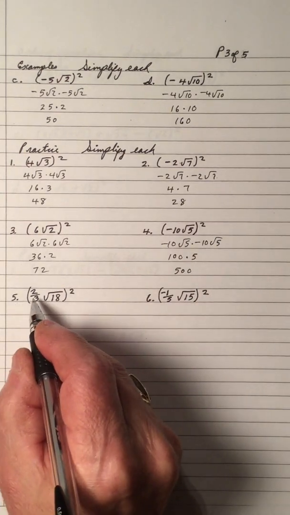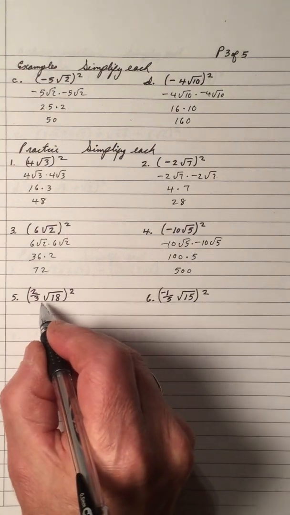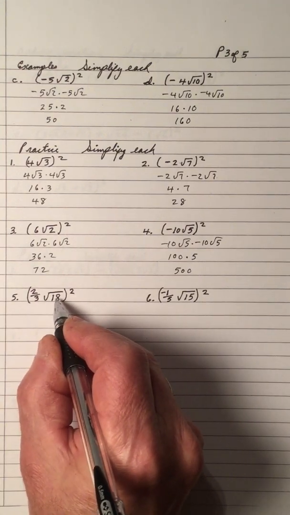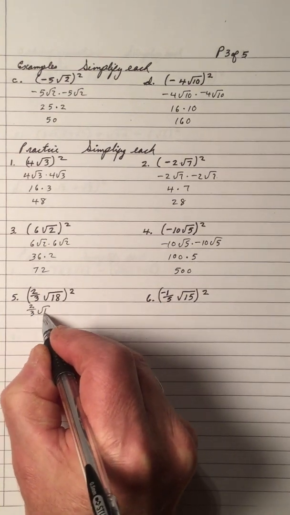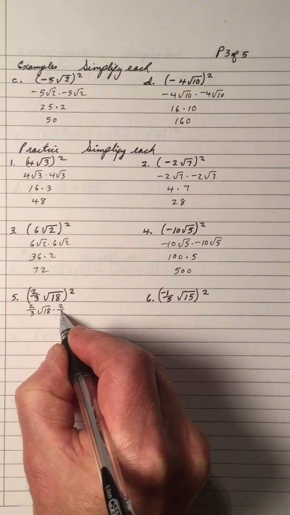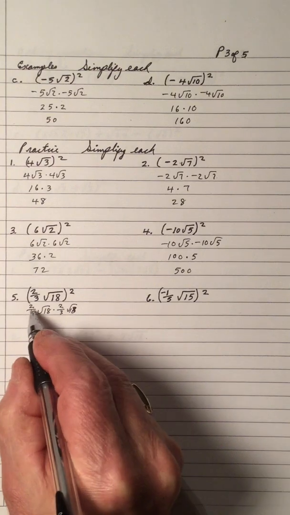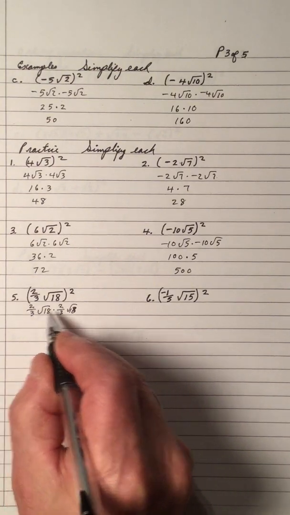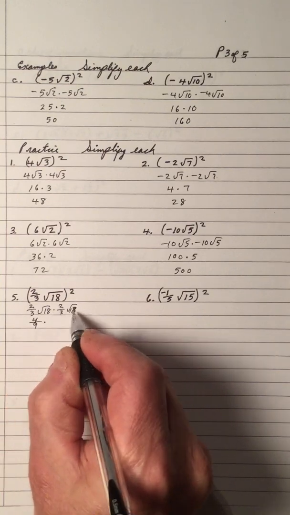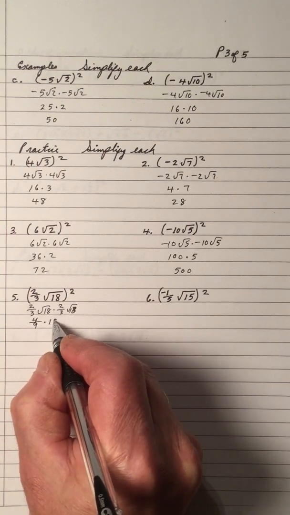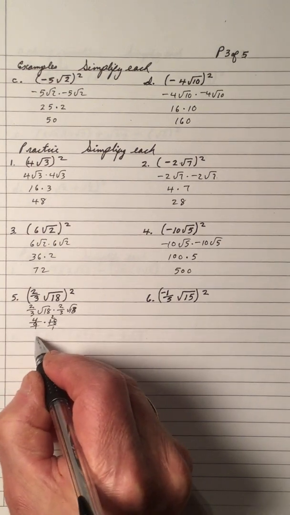And number 5, 2/3 root 18 squared. Well, we can leave it like that. We can simplify root 18. I'll do it two ways. We can go 2/3 root 18 times 2/3 root 18. So 2/3 times 2/3, 2 times 2 is 4. 3 times 3 is 9. And root 18 times root 18 is 18. When I multiply the fraction as over 1, 9 and 18 go 2, so we get an 8.